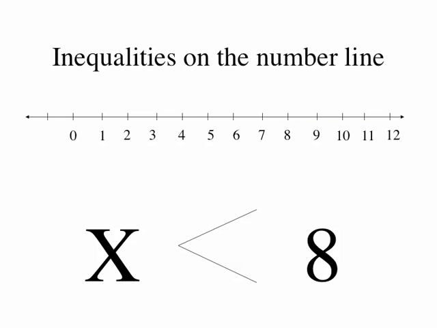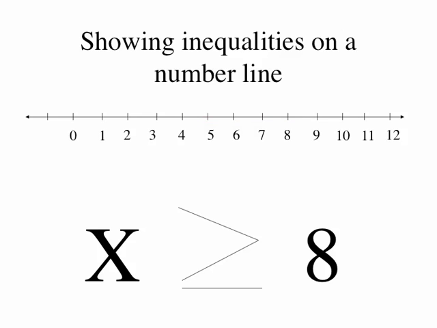To show x is less than 8, we would highlight over everything less than 8 on the number line. And again, we would draw an open circle around the number 8 itself to show that 8 is not a solution, but numbers very, very close to it are.